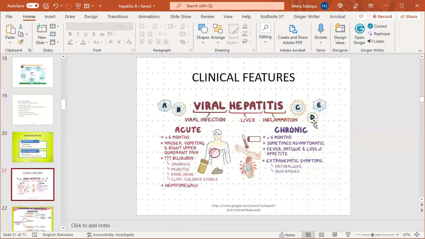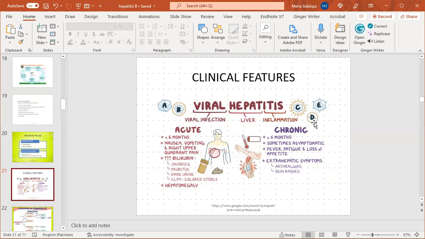Clinical features. These vary as there are two types of viral hepatitis B, that is acute and chronic. Acute lasts for less than 6 months, and it is characterized by nausea, vomiting, right upper quadrant pain, and on investigation there are marked levels of bilirubin. You have jaundice, pruritus, dark urine, clay colored stools, and hepatomegaly on physical examination.